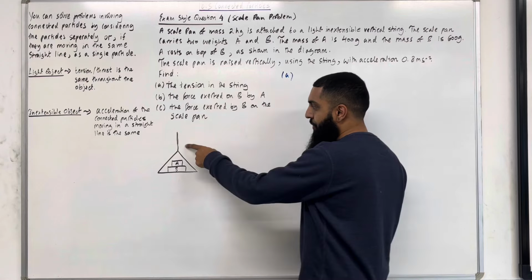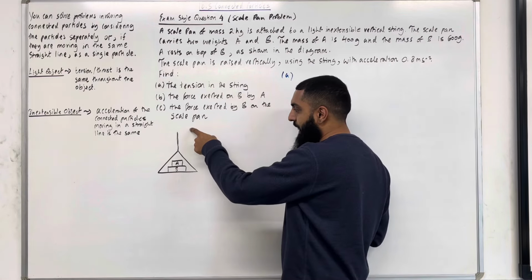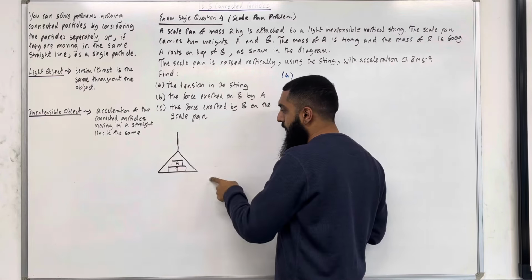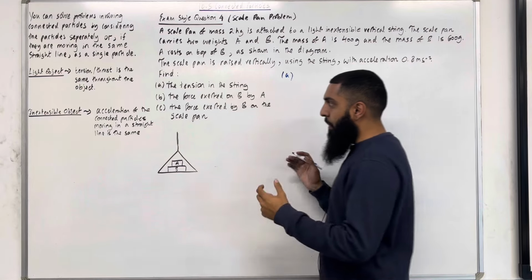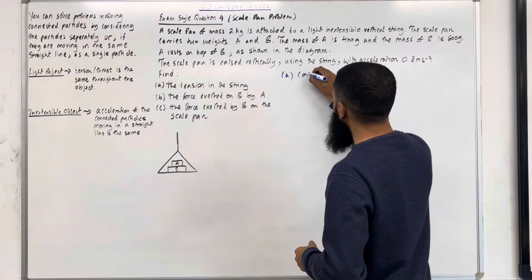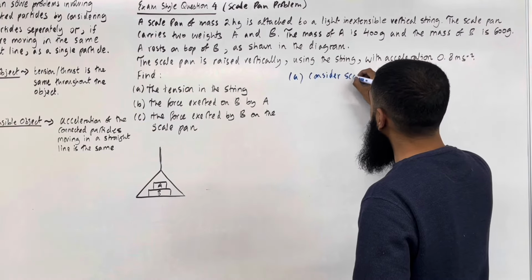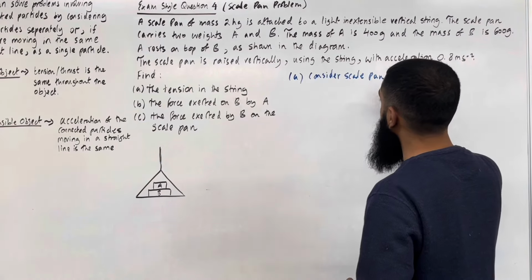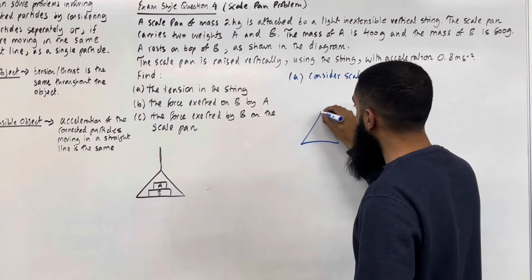The tension in the string acts vertically upwards. It is affected by the weight of the scale pan, the weight A and the weight B. So for part A, we are going to consider the scale pan.